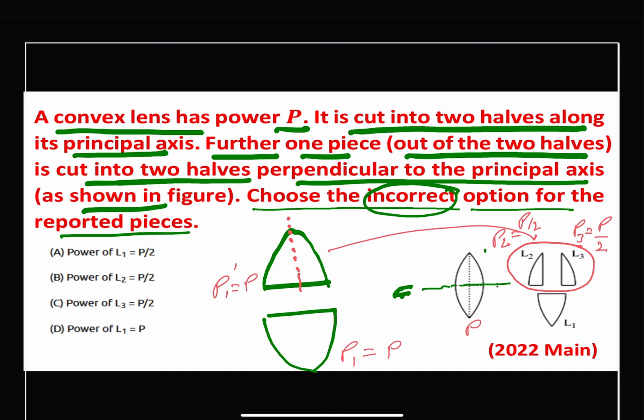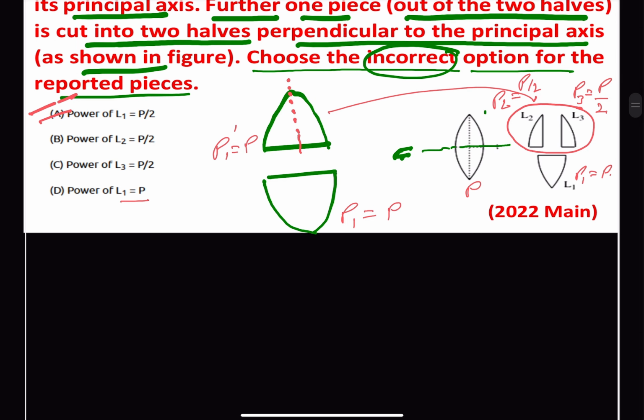So L1 is going to have P1, which is equal to P. So these are the respective powers, and we have to find out the incorrect one. And the incorrect one is that the power of L1 is equal to P. So therefore you can say option number A is the correct one, okay, because we have to choose the incorrect one. Option A is correct.